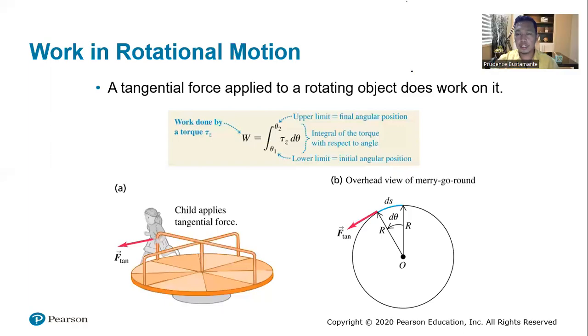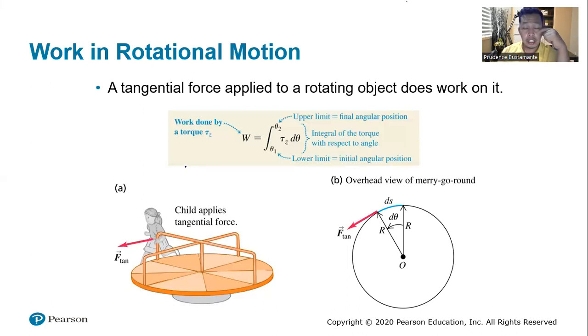Recording in progress. Okay, so this is our fourth video, which is the work and power in rotational motion. So here we have a merry-go-round. In this example, a child applies a tangential force on it, so it will rotate.